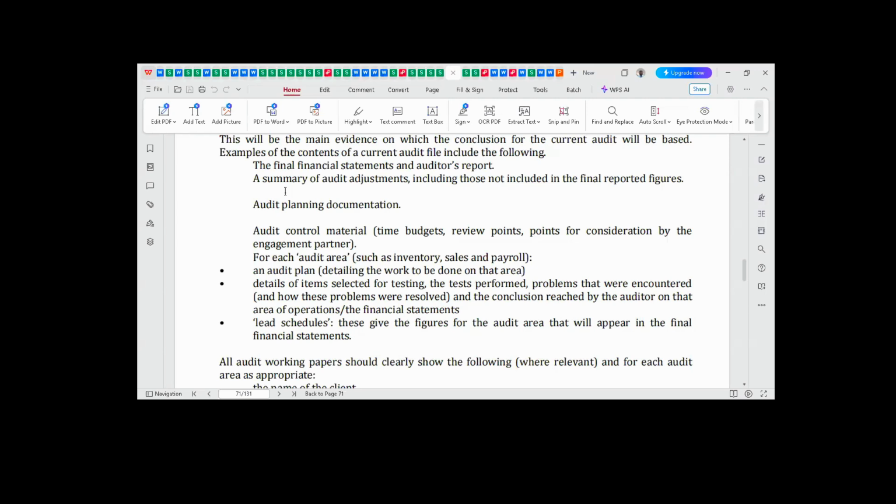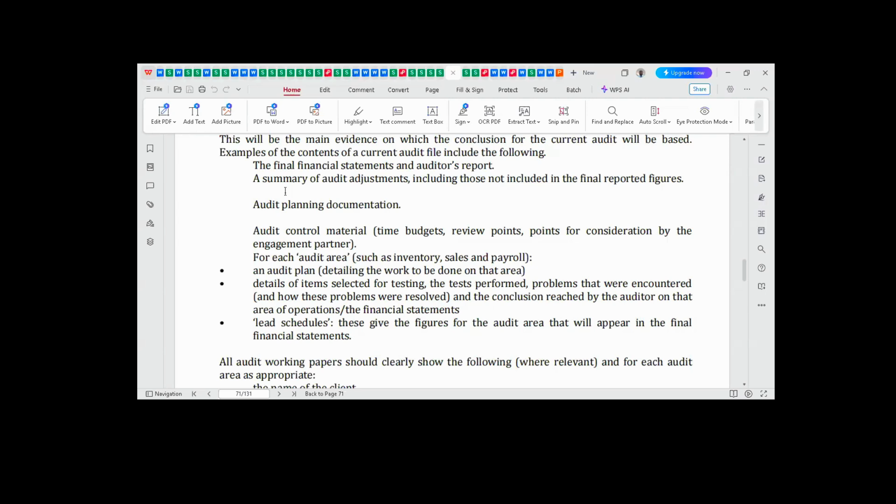Okay, review point also. So at the end of the audit, right, you have to look at what you have done, compare with the audit plan. Audit plan also is peculiar to the audit firm. Every audit firm has their own audit plan, and they write their audit firm name on it. So it's a control document, all right?